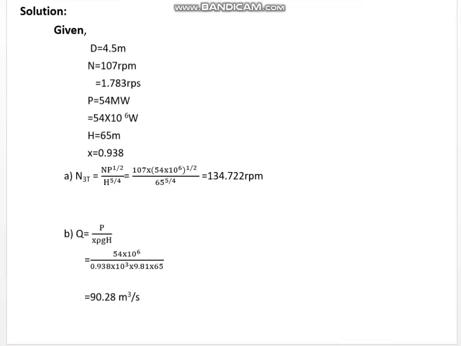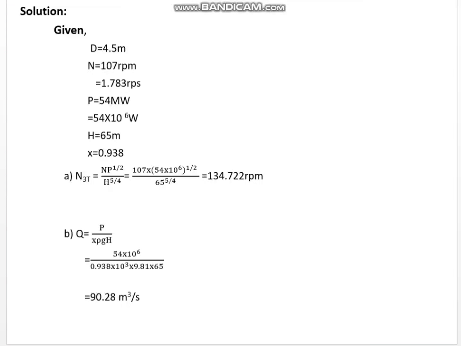To find the flow rate, we use the formula Q is equal to P by eta rho G H. We know the value of P, eta, which is the efficiency, rho, which is 1000, G 9.81, and H 65. So we get the value of flow rate 90.28 meter cube per second.